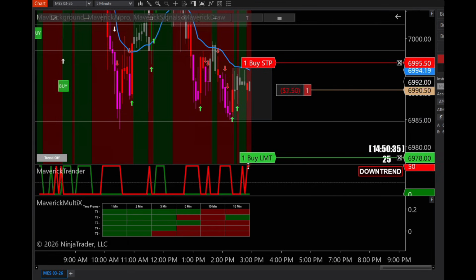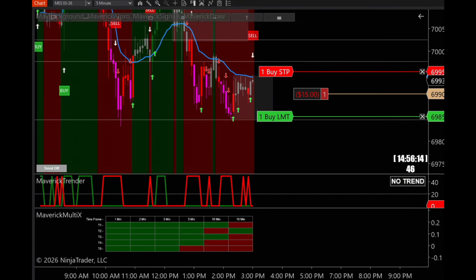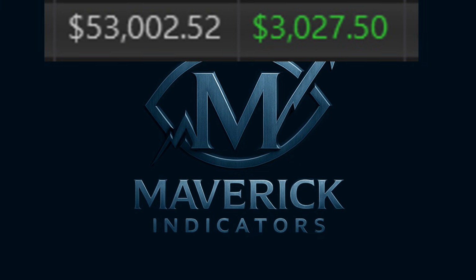So Maverick Trender is still pegged to the top. You still have a downtrend label. We're below the Maverick guide. So that's beautiful. And we just got to wait this thing out. All right, so boom, we cleared it by $2.52.